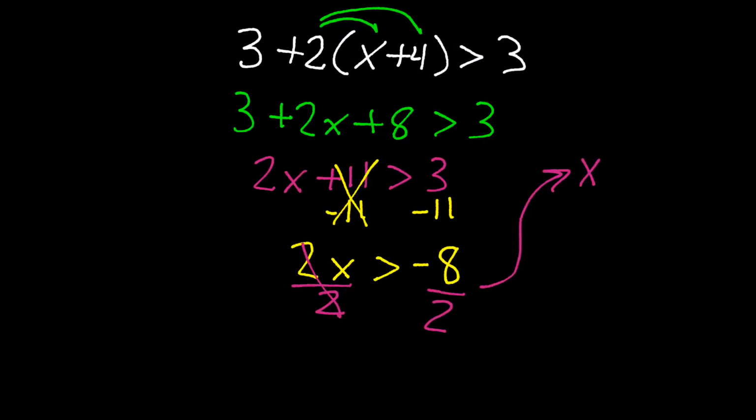Negative 8 divided by 2 is negative 4. And you have to ask yourself, do I need to flip my symbol? Do I need to change my inequality from greater than to less than? And to answer that question, ask yourself, did I divide or multiply by a negative number? The answer is no, so I do not need to change my inequality sign. We end up with x is greater than negative 4, and that is our final answer.